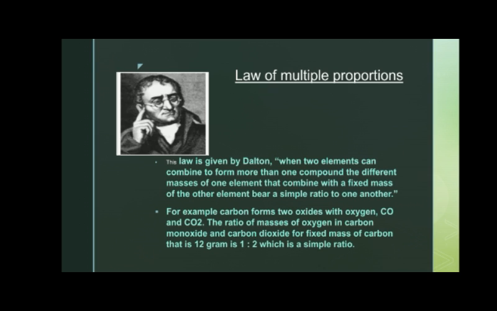For example, carbon forms two oxides with oxygen: carbon monoxide, CO, and carbon dioxide, CO2. The ratio of masses of oxygen in carbon monoxide and carbon dioxide for a fixed mass of carbon, that is 12 gram, is 1:2, which is a simple ratio.